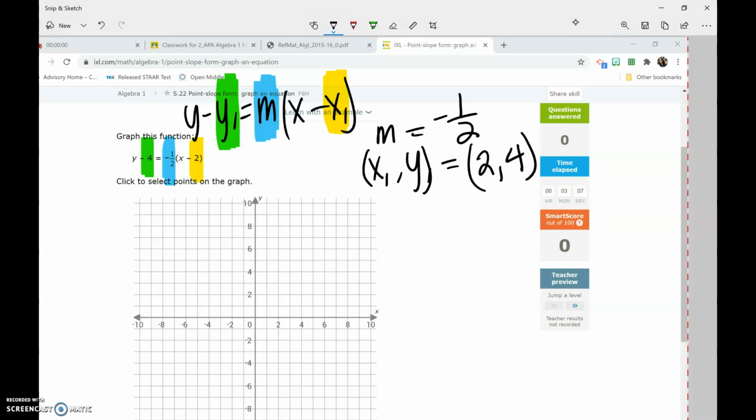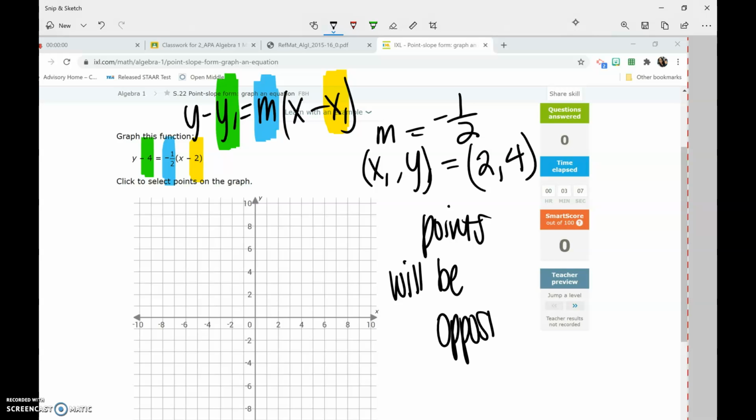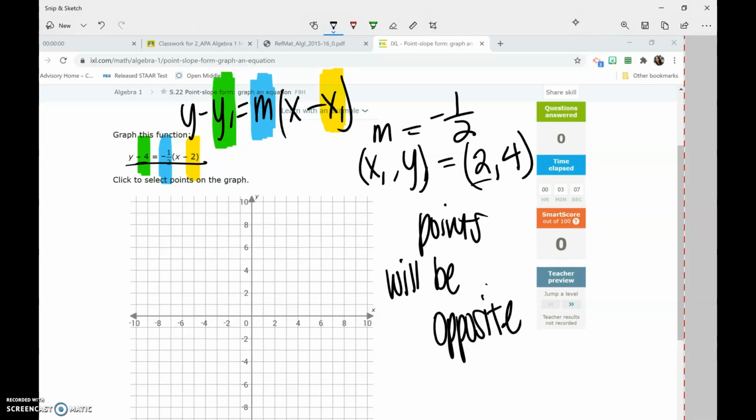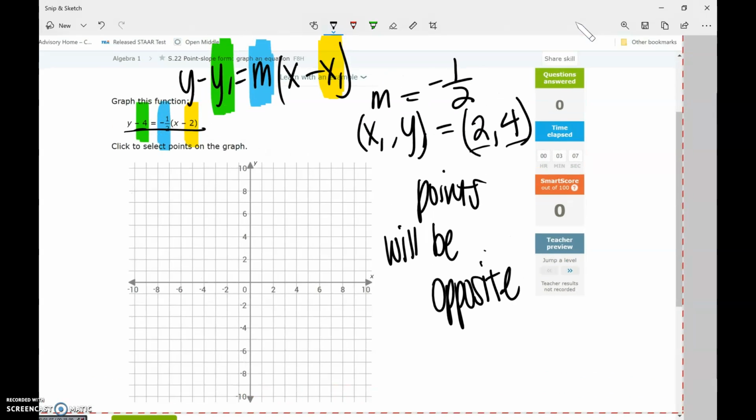Notice I took the positive that's here, and that's because in our formula we have a negative, okay? So it has to be the opposite. So I want you to write: points will be opposite. That means if in my equation I have -2, I'm going to take out +2. And if I have -4, I'm going to take out +4. Okay, and you'll see a little bit more tomorrow when we get into writing equations why that's like that.